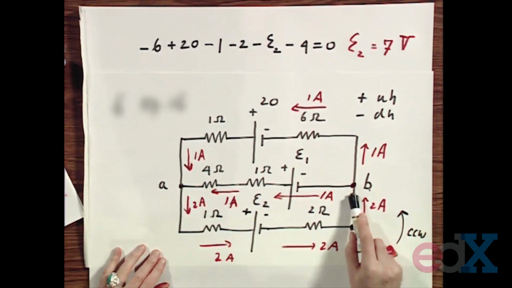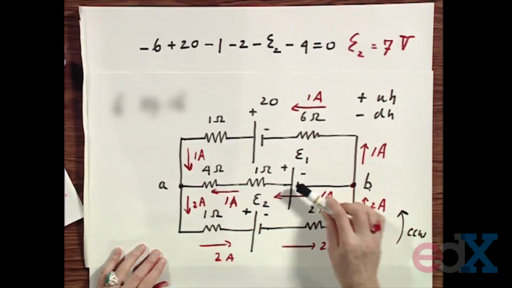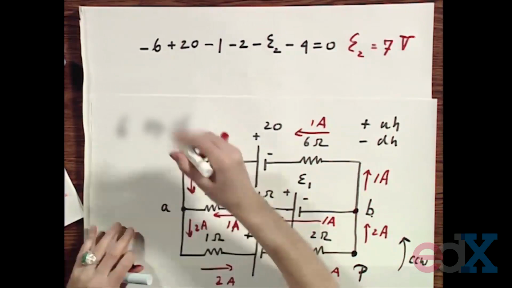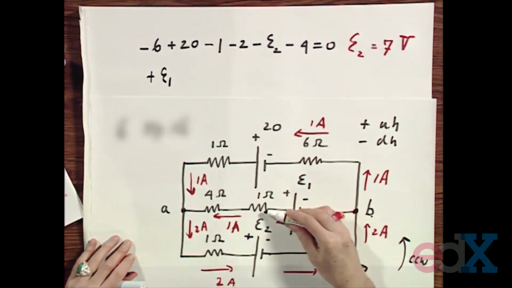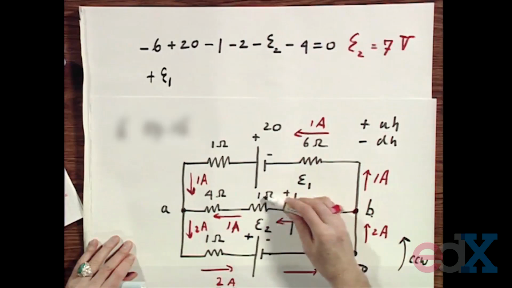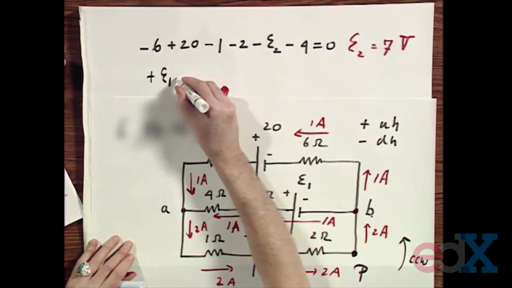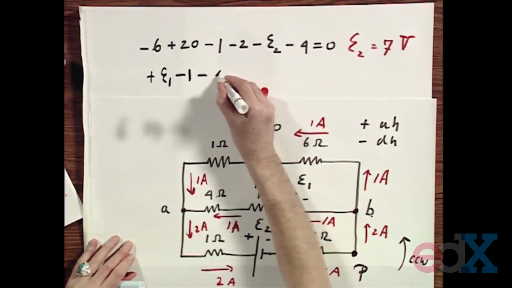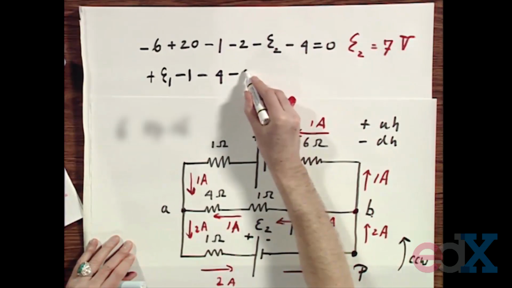So I go up here. Nothing happens. I climb up the potential. This is higher than that. So I get plus E1. Here I have 1 ampere going through 1 ohm. I go downhill in potential, minus 1. Here I go 4 volts down in potential, minus 4. I come around here, I go 2 volts down in potential, minus 2.